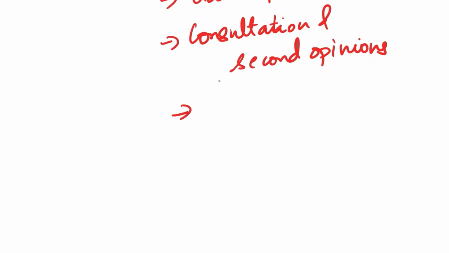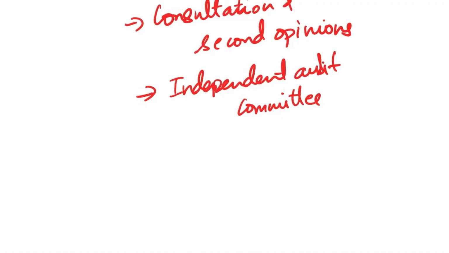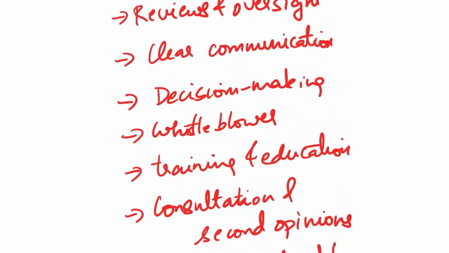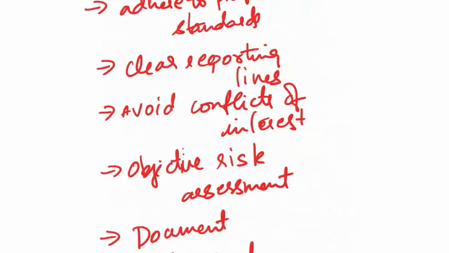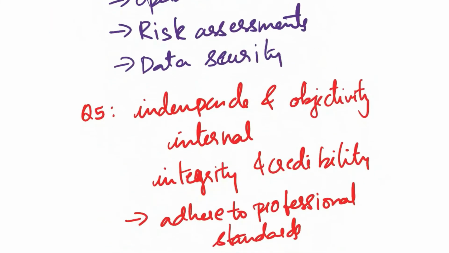Next is, if available, work closely with an independent audit committee that oversees the audit function, reviews audit plans, and helps ensure independence. So, by following these principles and practices, an IT auditor can maintain independence and objectivity, which are essential for conducting fair and credible audits. These measures not only protect the audit function but also help build trust with stakeholders and management.